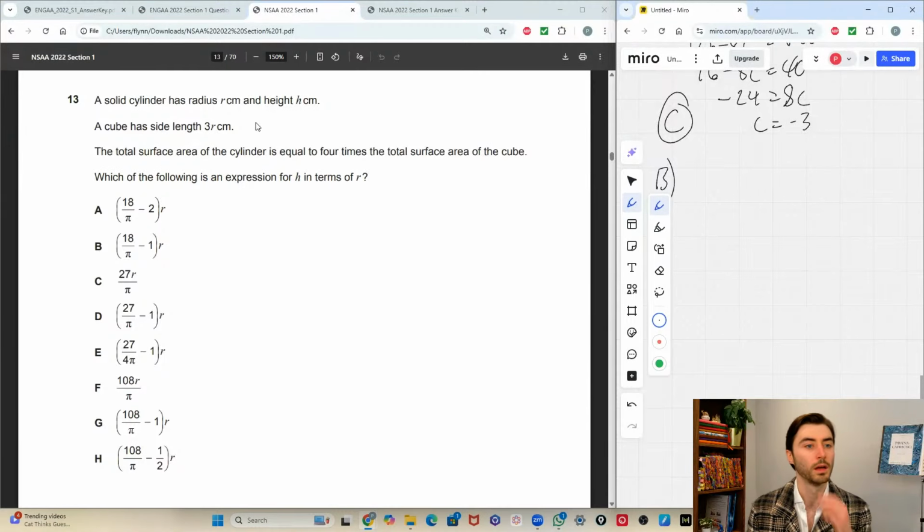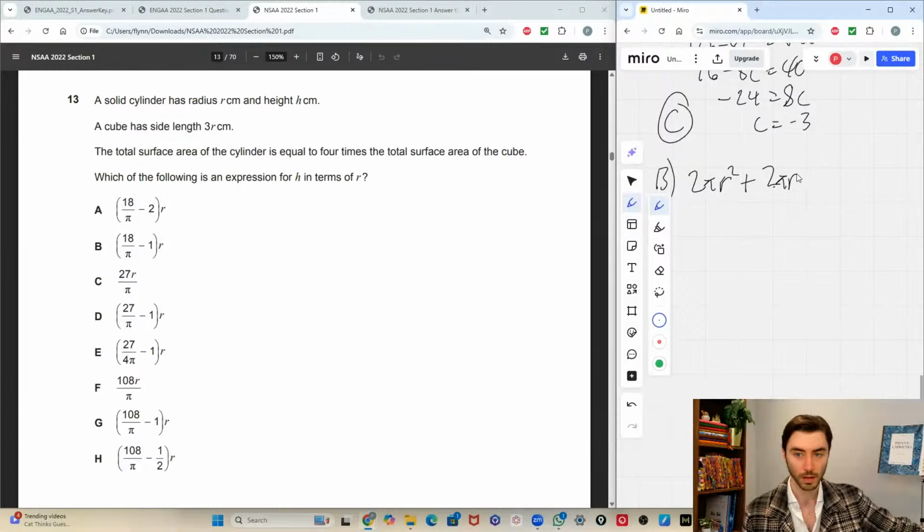Okay. 13. Solid cylinder has radius r and height h. Cube. So the total surface area of the cylinder, which is 2 pi r squared plus 2 pi rh, is equal to 4 times the surface area of the cube, which is 4 pi times the radius of cube, not sphere. Focus, read the question. 4 times the surface area of the cube. So it's 4 times the surface area of the cube, which is 3r cubed.